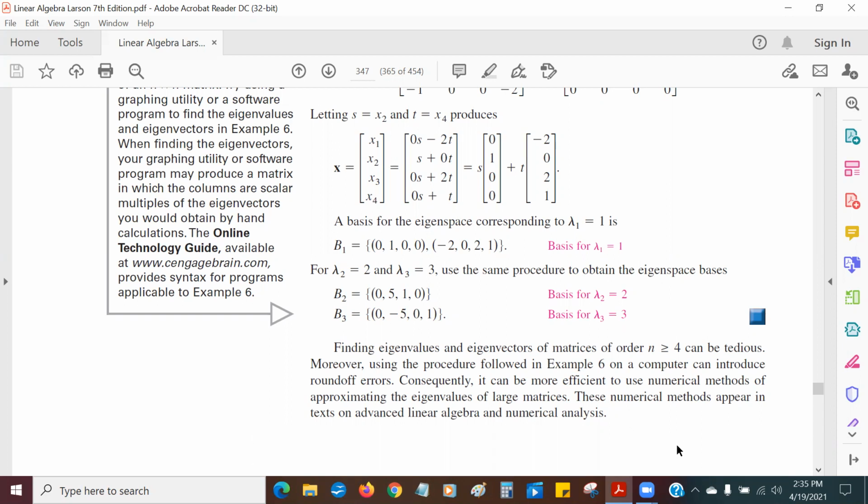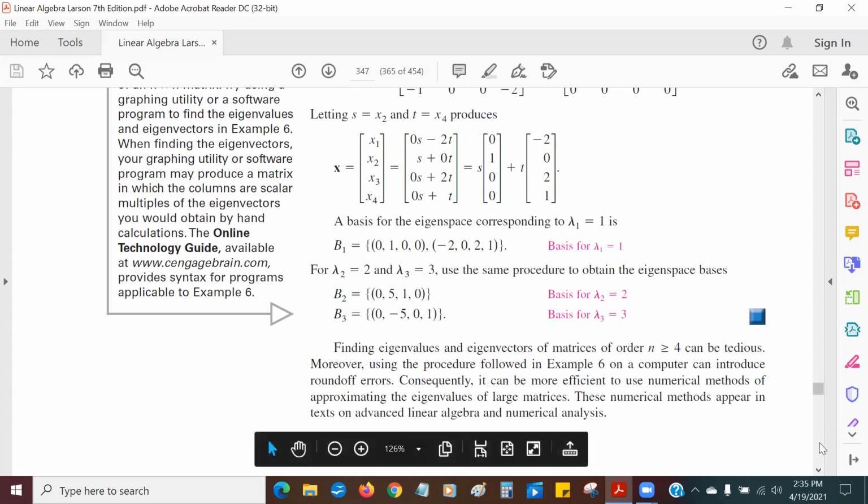Constantly more efficient to use American method of processing. Okay. I was just looking at this interesting note over here.